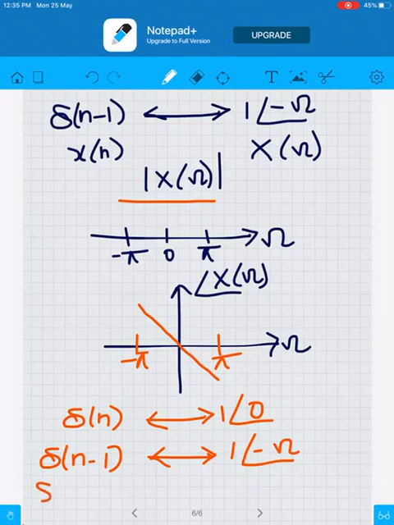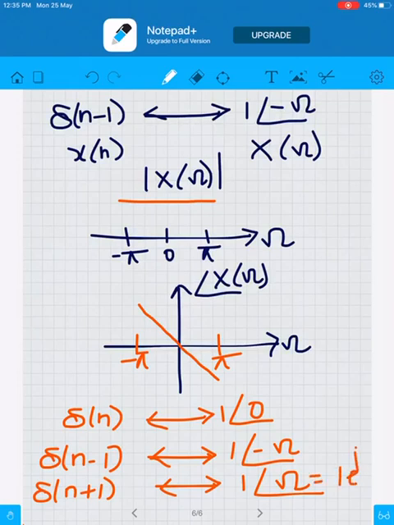Similarly, delta of n plus 1 will have the frequency domain representation as 1 at an angle of omega, which is nothing but 1 into e power j omega. Both mean the same. So shift in time domain corresponds to multiplication by an exponential in frequency domain.